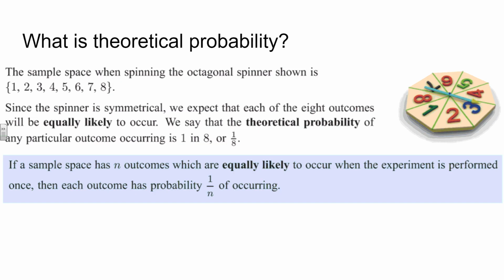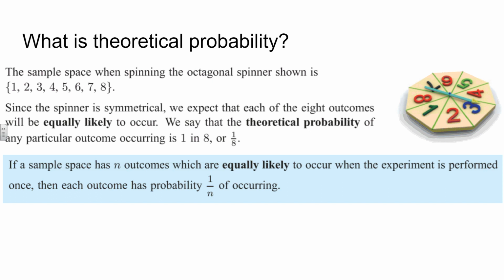So first of all, what is theoretical probability? We spent some time looking at experimental probability. Now we're looking at theoretical probability. Basically, what we're talking about is using math in order to find out how likely certain outcomes are. That's what theoretical probability is. If we look at our example over on the right, we see a spinner that is made from a regular octagon. Therefore, all of the outcomes are equally likely.